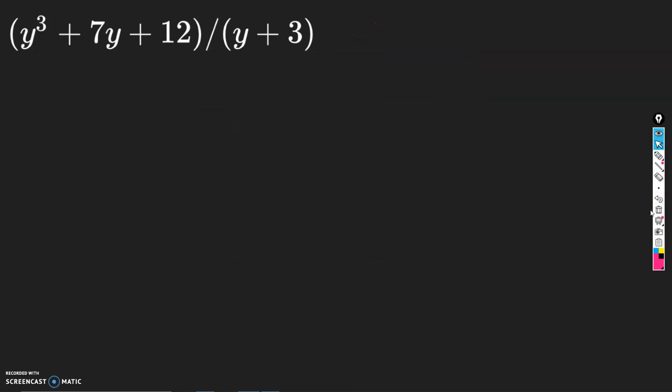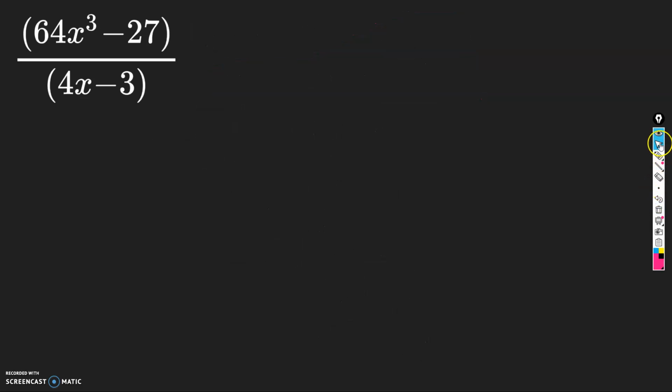Alright, let's look at another one. Okay, now what about this guy? We're missing a couple terms also, right? We're missing an x squared term, and we're also missing an x term. So let's see how this works out. So our divisor, we'll stick with pink. Pink looks good. 4x minus 0 is our divisor.